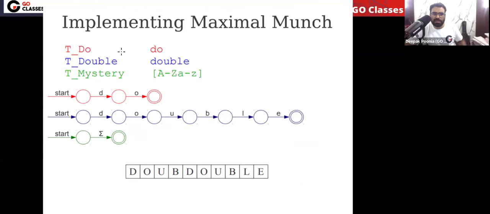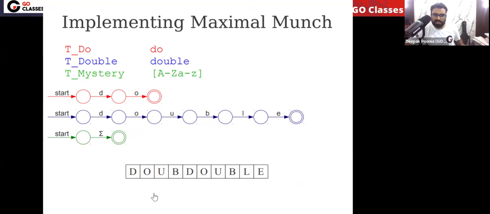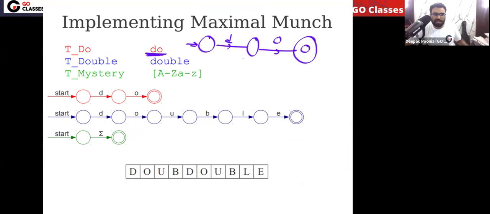So let's take the same example, these three tokens, and these are the corresponding regular expressions. To implement the maximal munch, these regular expressions we will convert into NFAs. How to create the NFA for these regular expressions? You can see this is the regular expression DO. How to create the NFA? Very simple. The first character must be D, then the next character must be O, then final state, then nothing else should come. Yes or no? The first character must be D, the next character O, then you go to final state, that's it. But nothing else should come. In this final state nothing else should come.